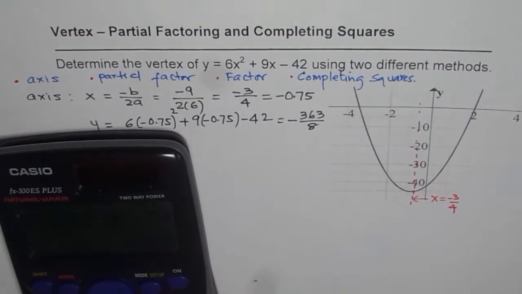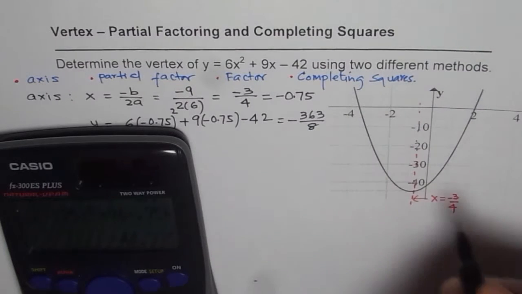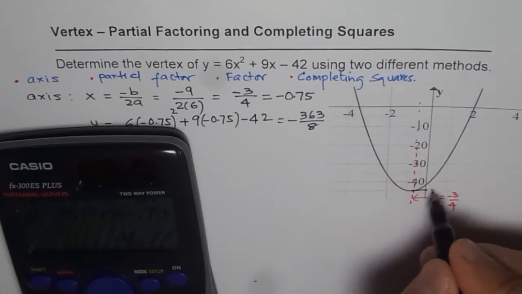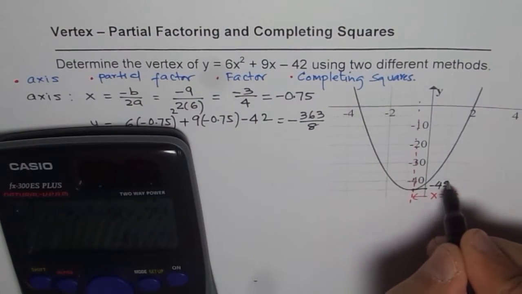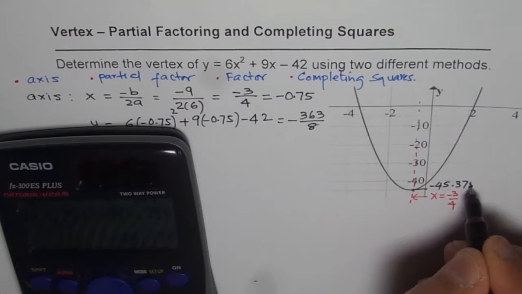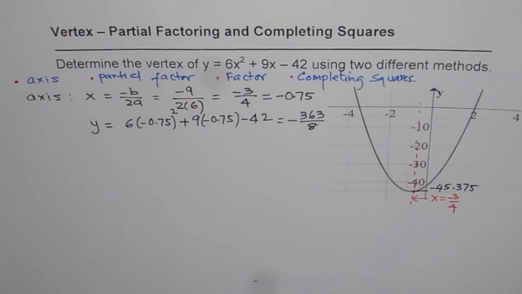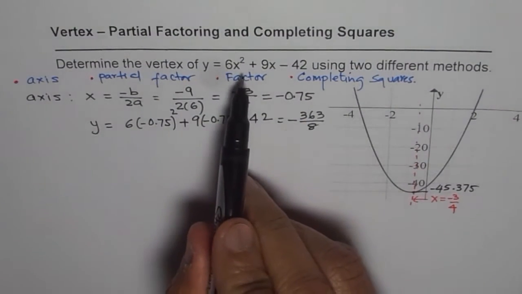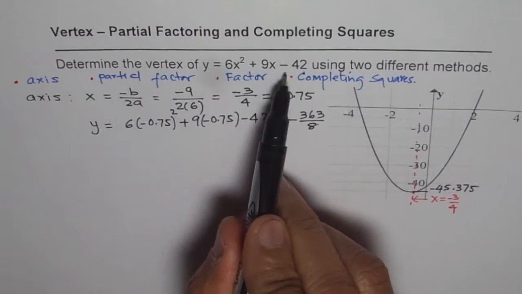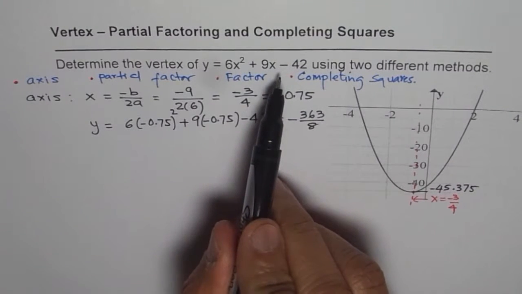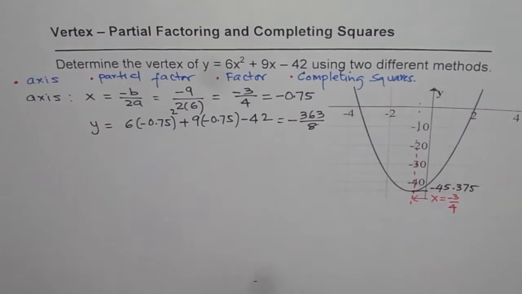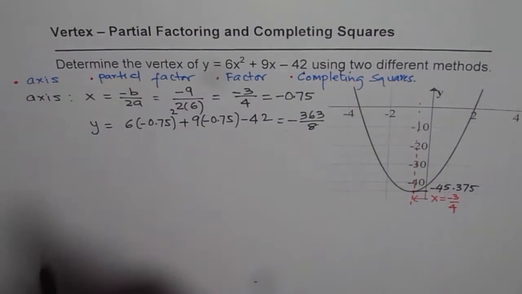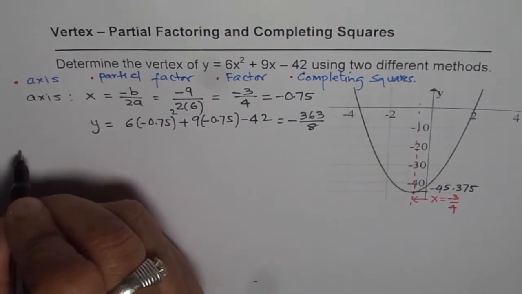If you convert to decimals, it is, let me write this value here, minus 45.375. So we get our vertex in 2 steps. This is probably the best method to be applied whenever a standard form equation is given to you for any parabola. Now I'll teach you the second method, which is partial factoring. That is my favorite.